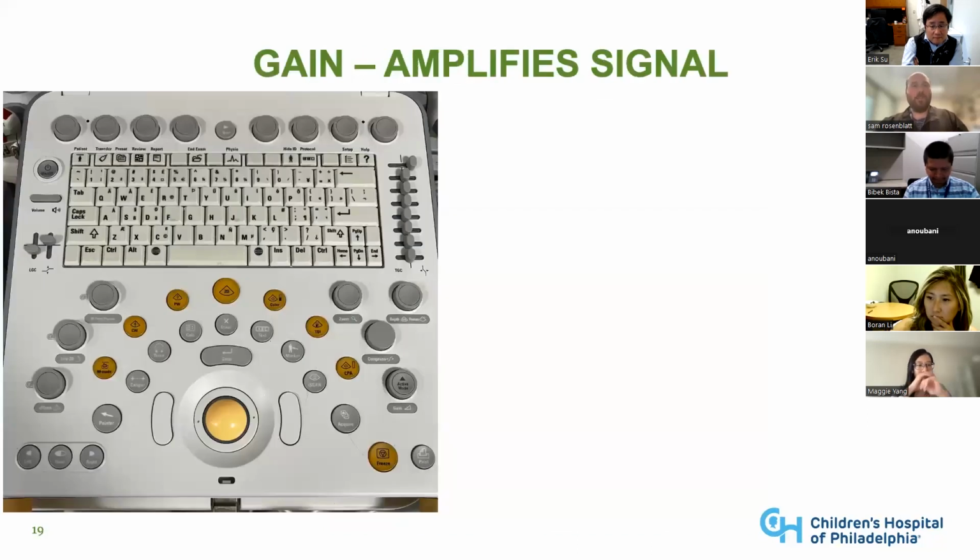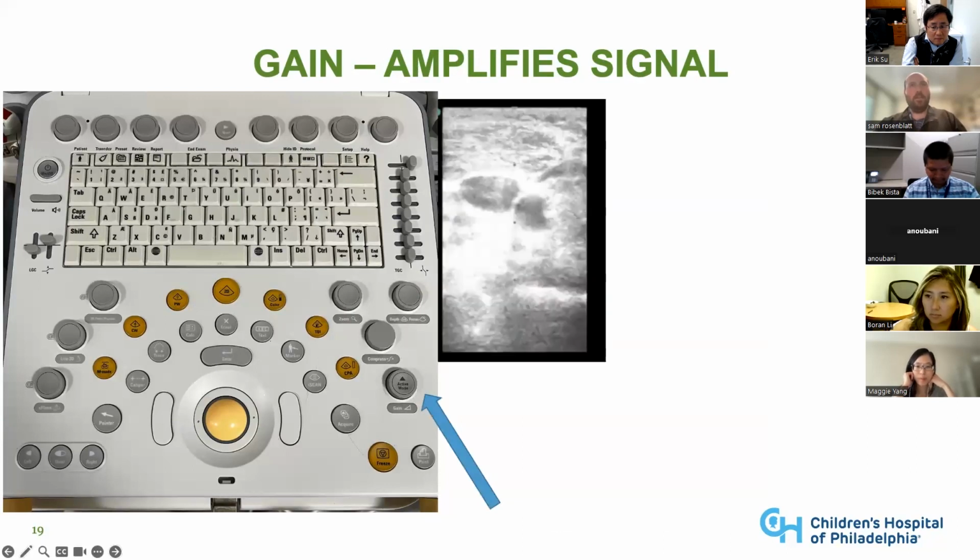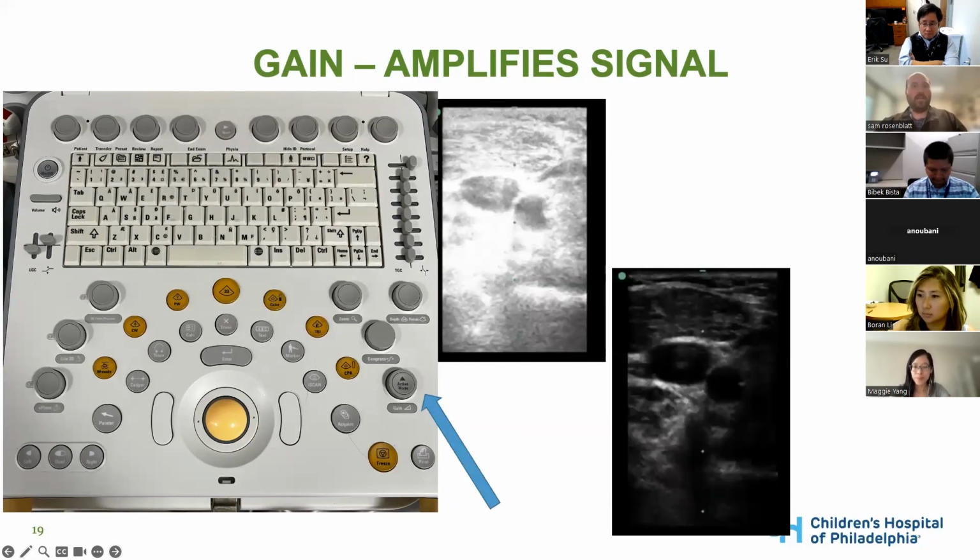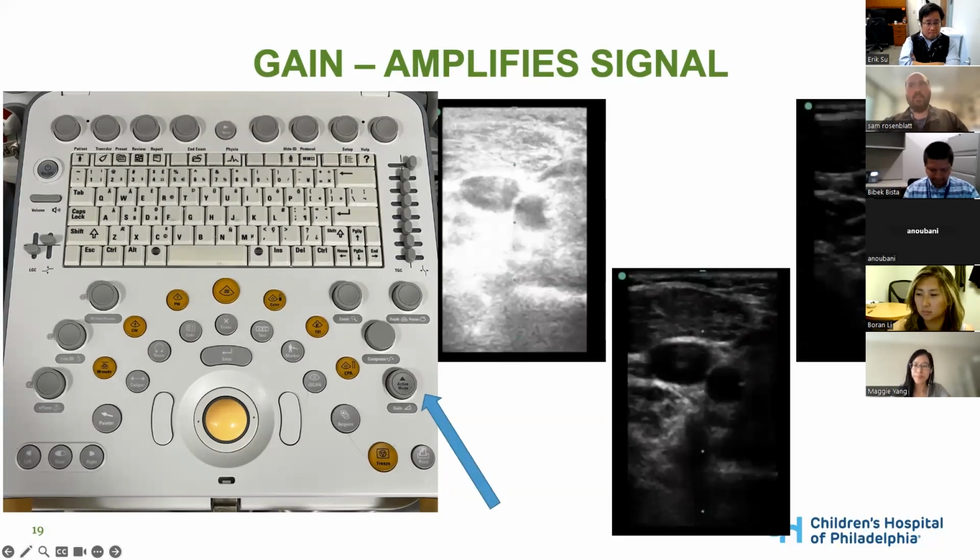The gain button. So this is something that will amplify the signal. On here, you can see it's on the right side of the panel, right down here. And as you turn it, what you'll see is it'll make the image either brighter, as it's amplifying the signal, or darker as you're decreasing that amplification. Really, the goal for this gain is to be able to have the optimal contrast.